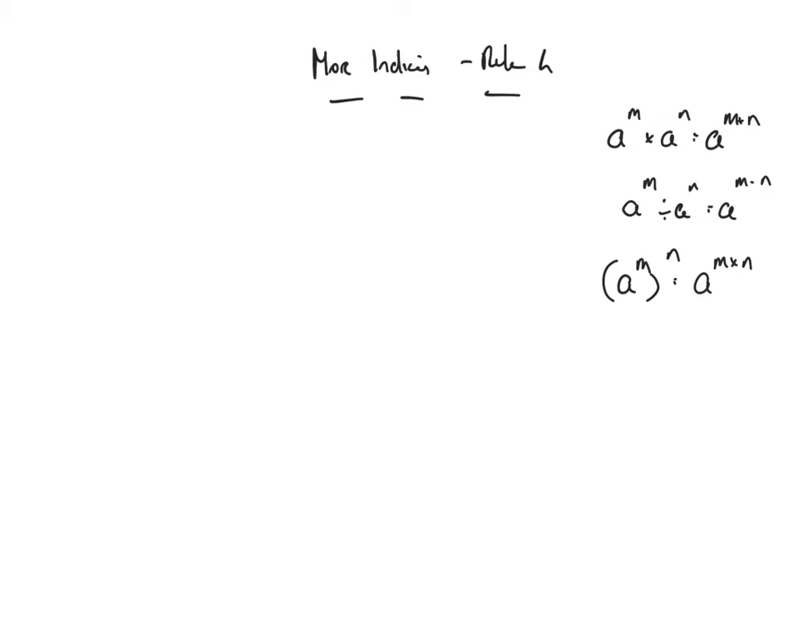Now we're going to introduce a rule 4. This looks complicated, but just go with it, be patient with it. A to the power m over n is the same as the nth root of a brought to the power m. It may look a bit confusing, but we'll do a good few examples to show you how this one works. Okay, example 1.